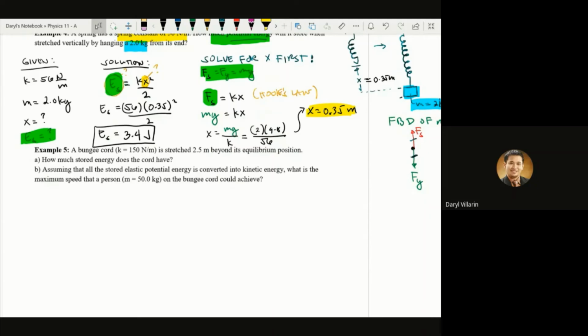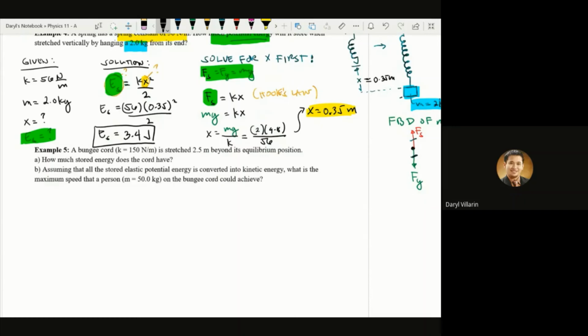But anyway, if it's stretched out, you will be going upward because there's stored energy. You can convert that stored energy to kinetic energy. That's why you will move back up. Okay, so let's try to answer this question here.